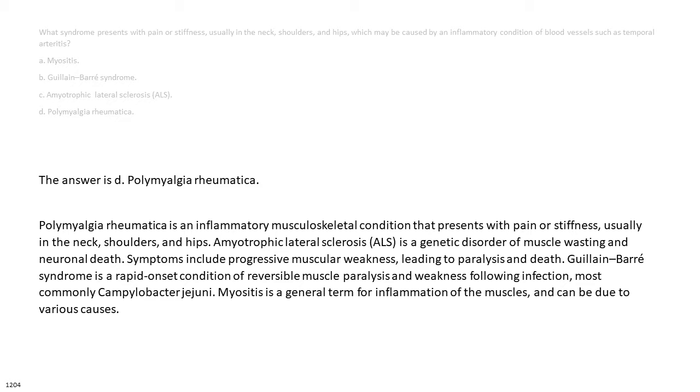Amyotrophic lateral sclerosis, ALS, is a genetic disorder of muscle wasting and neuronal death. Symptoms include progressive muscular weakness, leading to paralysis and death. Guillain-Barré syndrome is a rapid-onset condition of reversible muscle paralysis and weakness following infection, most commonly Campylobacter jejuni. Myositis is a general term for inflammation of the muscles, and can be due to various causes.